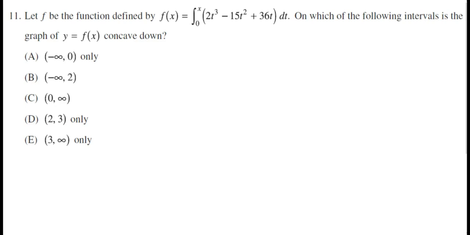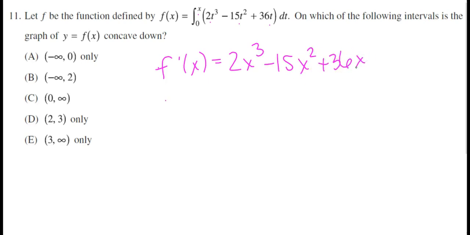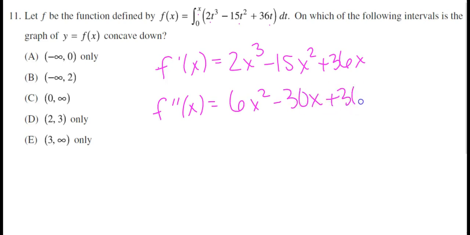All right, we have f defined by this integral. We want to know on which intervals the graph of y equals f is concave down. So we need to analyze the sign of the second derivative. The first derivative is by the second FTC: replace your t's with your x. So 2x cubed minus 15x squared plus 36x. And then the second derivative will be the derivative of the first, so 6x squared minus 30x plus 36.